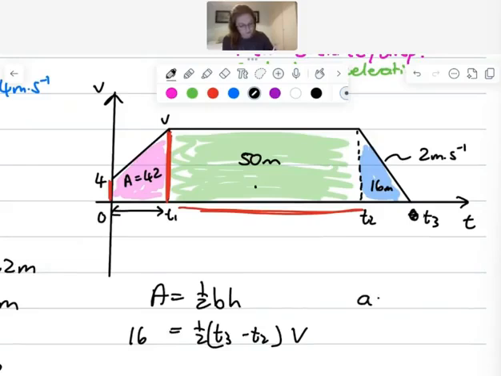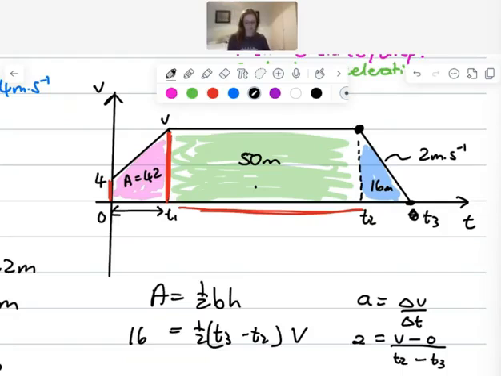So my acceleration is my change in velocity divided by change in time. So if you were looking at just a normal straight line graph, it would be change in y over change in x, but now it's change in v over change in t. So we've got a velocity. I'm going to go from this point here. So v minus 0, that's my other point, is going to be equal to t2 minus t3, and we know that answer is 2.